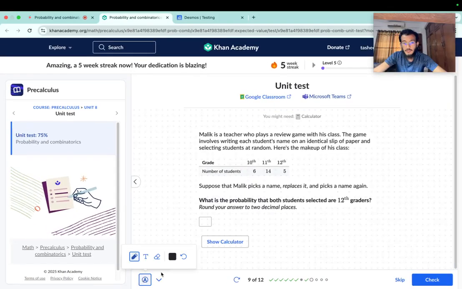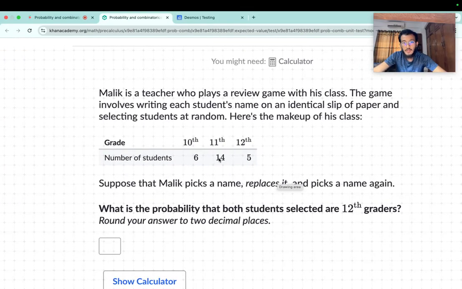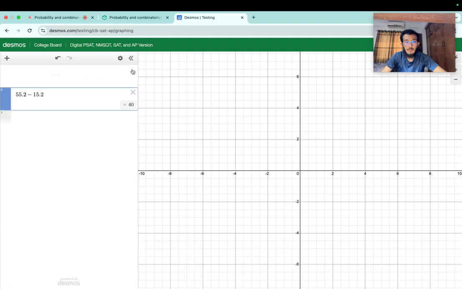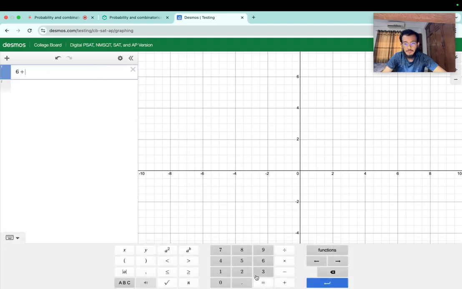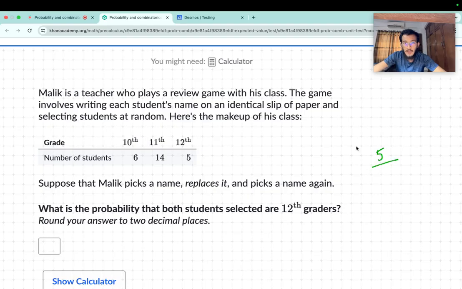So what is the probability that the first time you have a 12th grader? You have a total of 25 students. 6 plus 14 plus 5 is 25. And you want a 12th grader. So favorable outcome divided by total outcome, which is 5 out of 25. And again, because you're replacing it back, the total number of papers doesn't change, and the probability remains the same that you have selected a 12th grader.